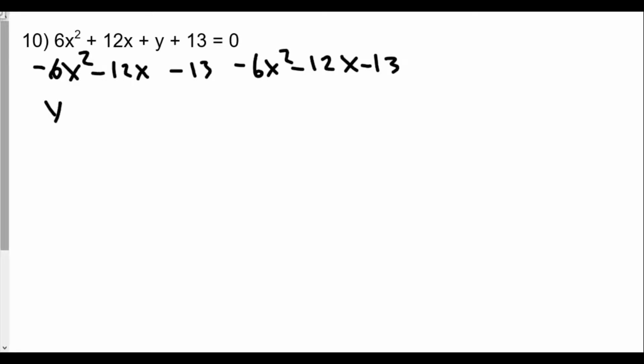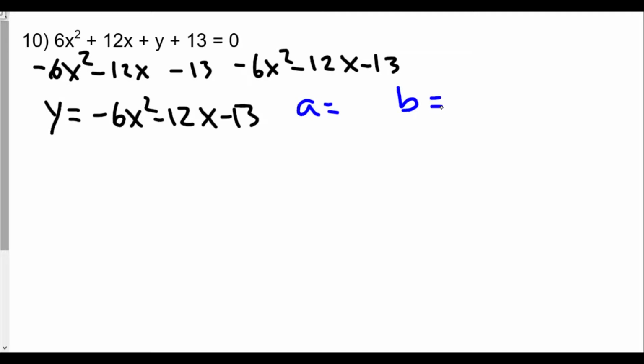And so our quadratic function is going to be y is equal to -6x squared minus 12x minus 13. And just like we did before, we're going to find our axis of symmetry, which means we need our a value, our b value, and our c value. So our a value is -6. That's the number multiplying x squared. Our b value is -12, multiplying the x. And our constant in this case is going to be -13.